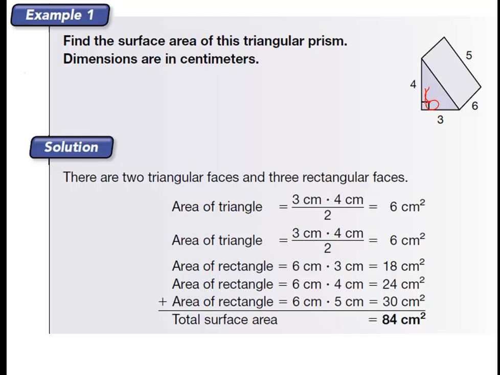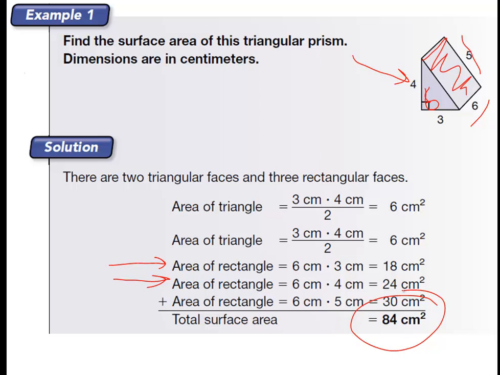Then you've got the areas of the rectangles that you have to calculate. You've got the bottom, which is 6 times 3, and that's 18. And then you have the back piece back here, which is 6 times 4, so that's going to be 24. And then you have this great big one on the front face here, which is 6 times 5, which is 30. You can add all those together, and it'll tell you that the surface area of this triangular prism is 84 centimeters squared.